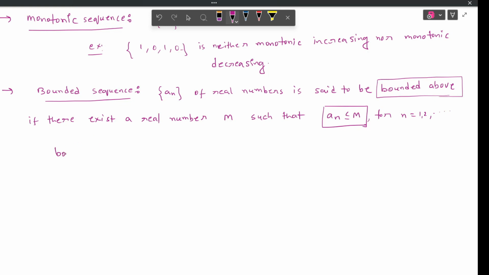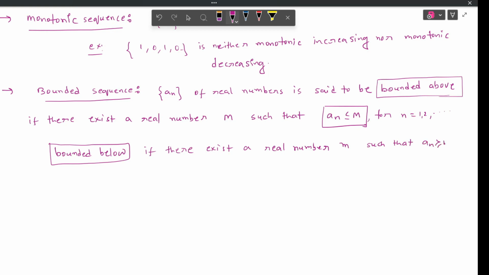And we call it bounded below if there exists a real number small m such that an is greater than or equal to small m. So in that case, we call it bounded below. If an is greater than or equal to small m, where m is a real number, then this is bounded below. And if an is less than or equal to capital M, where M is a real number, we call it bounded above.